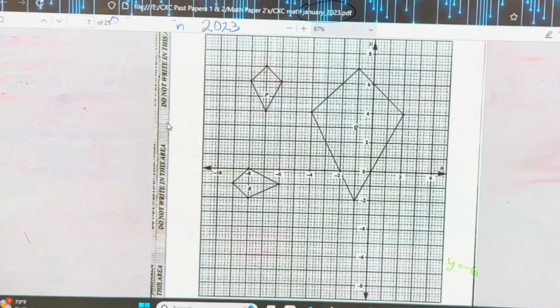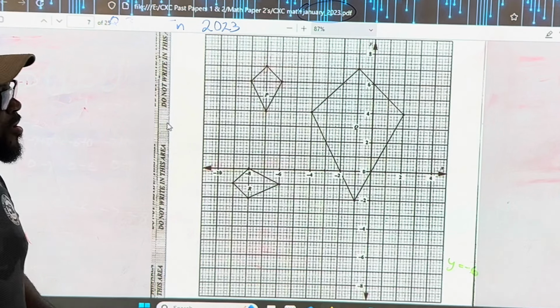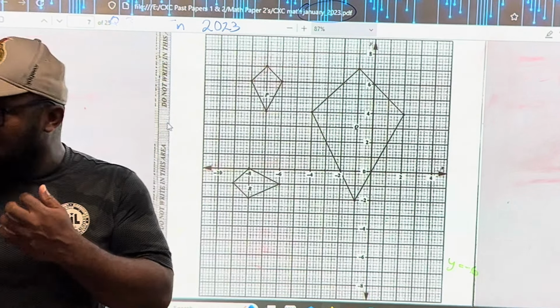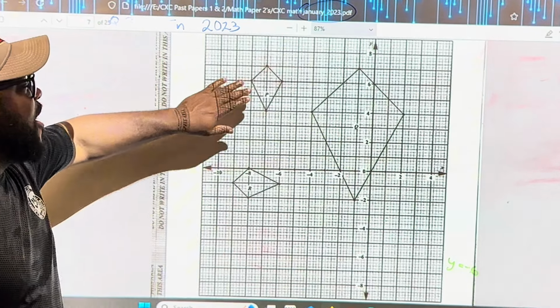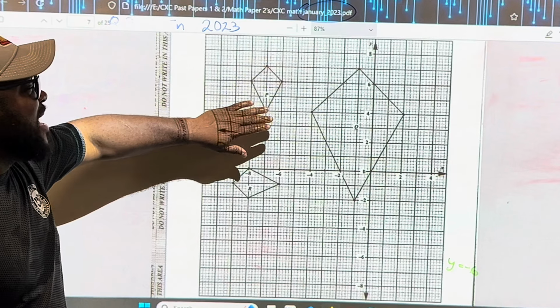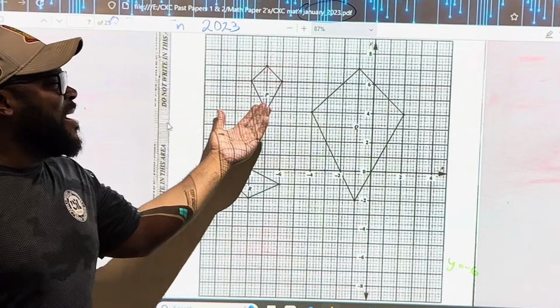Read the question again. Everyone read the question? Describe fully a single transformation that maps quadrilateral P onto quadrilateral Q. Well, draw up a transformation that maps P onto Q. Anybody can think of anything?